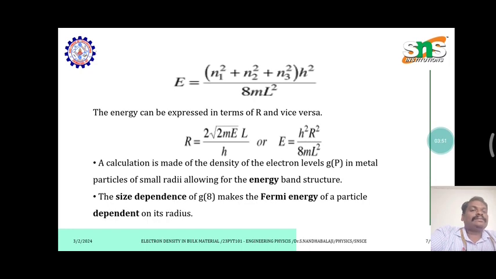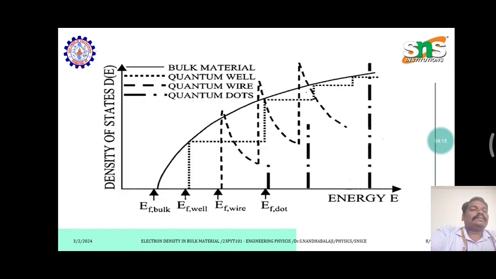A calculation is made of the density of the electron levels in metal particles of small radii, allowing for the energy band structure. The size dependence makes the Fermi energy of a particle depend on its radius. This graph shows that as the energy increases, the density of states increases in parallel material.